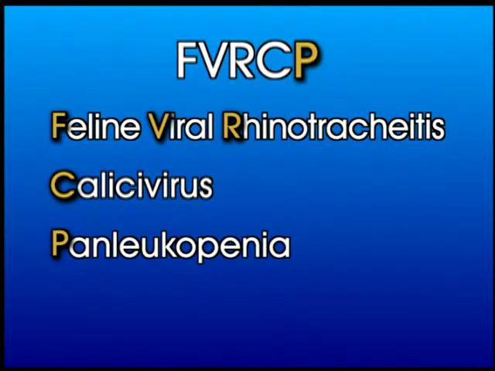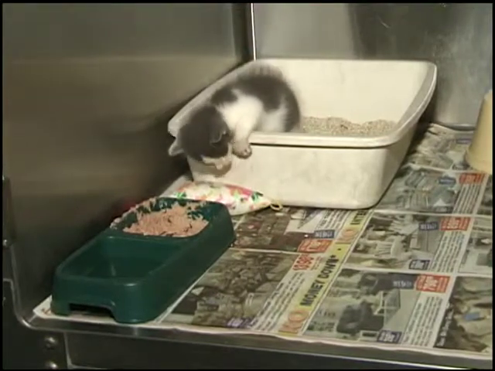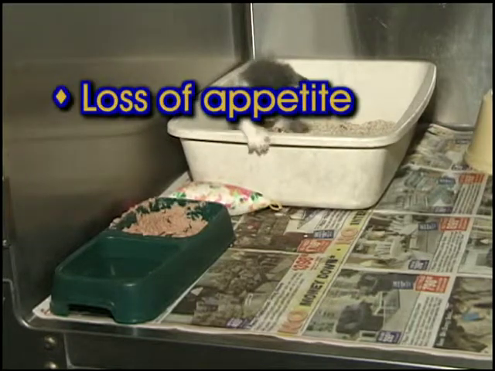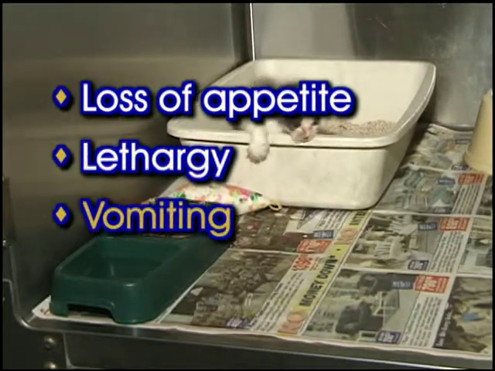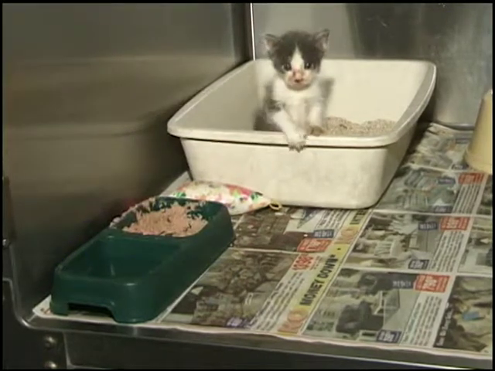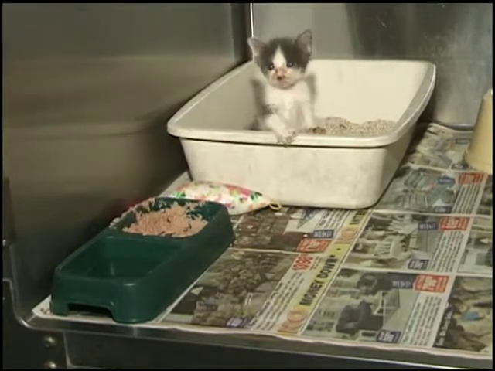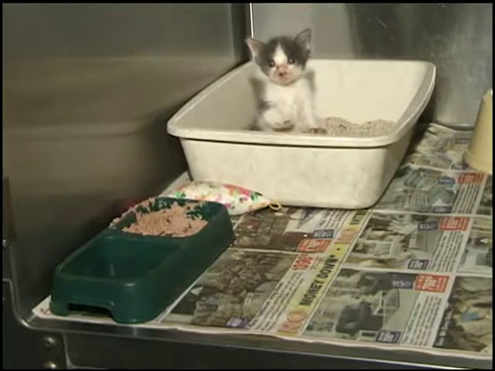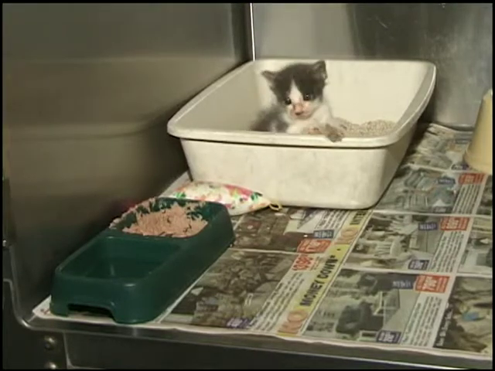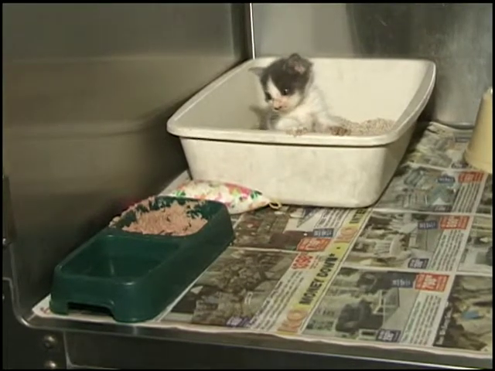The P represents panleukopenia, a viral disease often called feline distemper, but not related to the canine distemper disease. An extremely serious disease, often having a deadly effect in young kittens. Symptoms include loss of appetite, lethargy, vomiting and diarrhea, with the diarrhea sometimes having blood in it. This viral infection is probably most similar to the parvovirus in the dog. Like the parvovirus, it attacks rapidly dividing cells like the intestinal lining. This is what causes the bloody diarrhea.